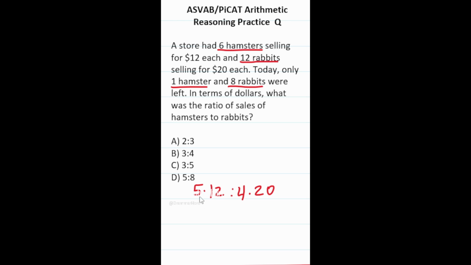So this is our ratio. 5 times 12 is 60. 4 times 20 is 80. Again, we can cross out these corresponding zeros to make this ratio 6 to 8. And since both of these have a common factor of 2, we can divide both of them by 2. 6 divided by 2 is 3. 8 divided by 2 is 4. So our ratio is B, 3 to 4.